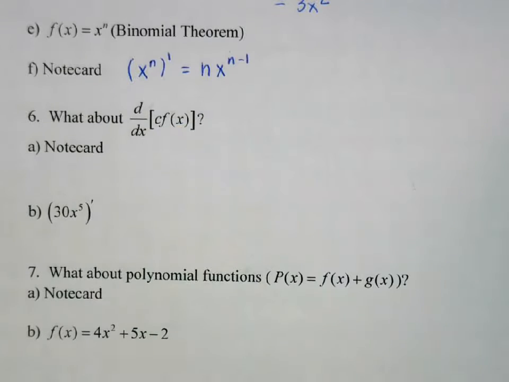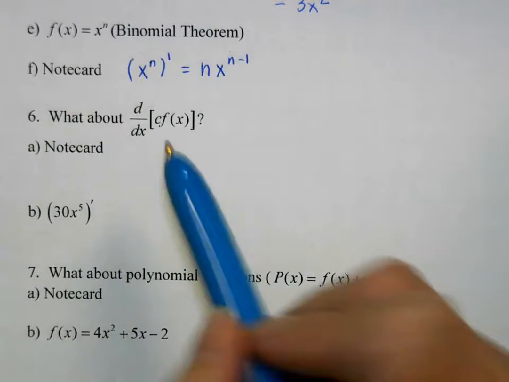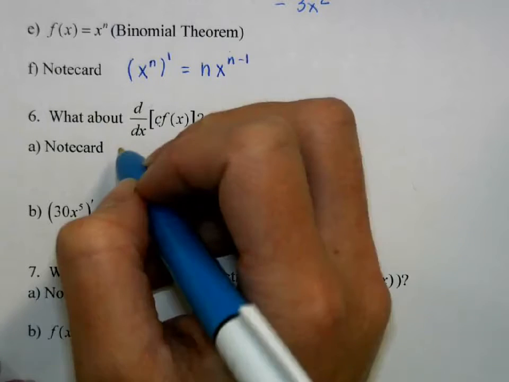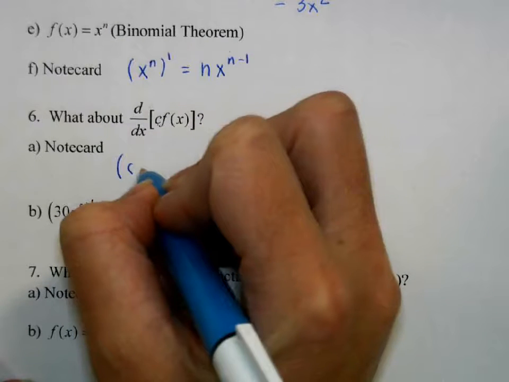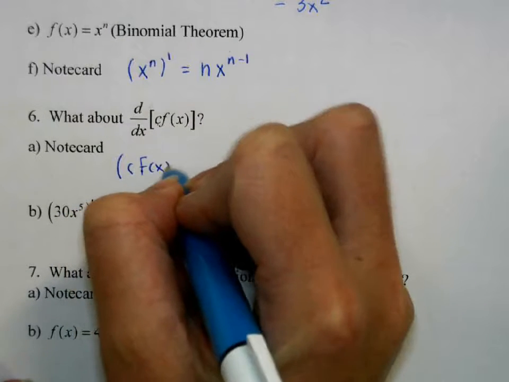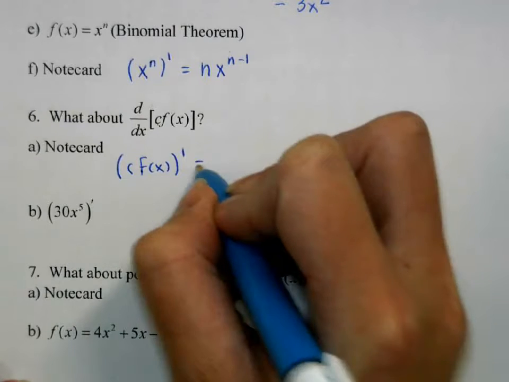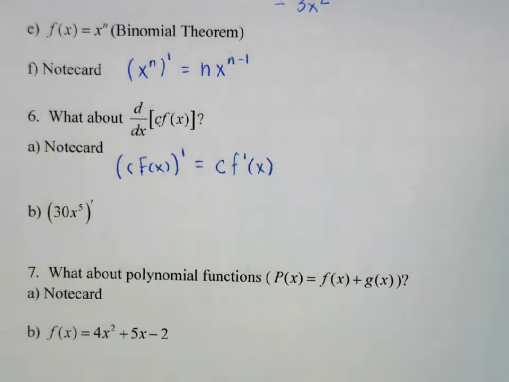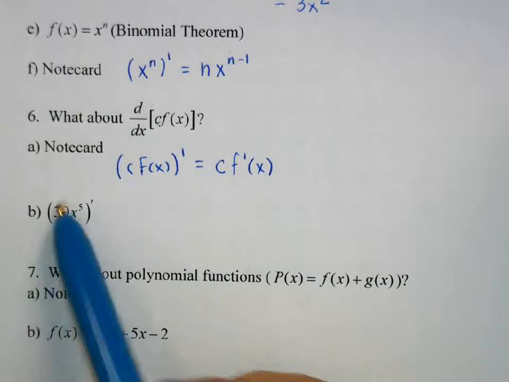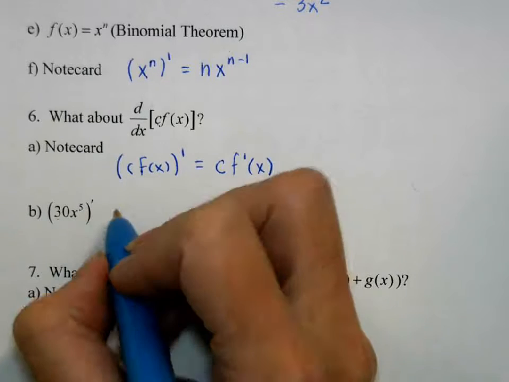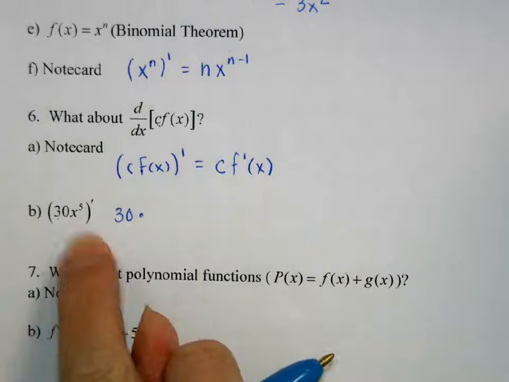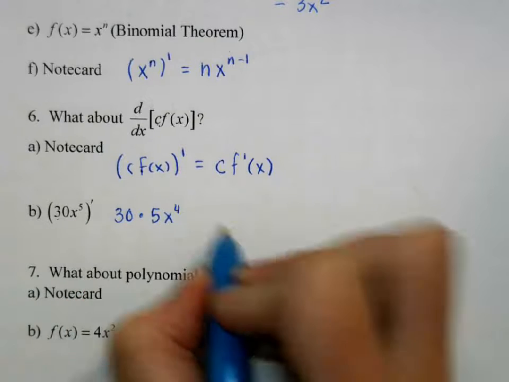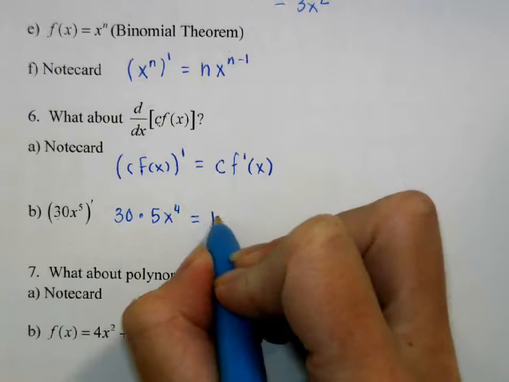Okay, if we have a constant times a function, the derivative is just going to be c times f prime of x. The constant will just go along. So here, 30 times x to the fifth is going to be 30 times the derivative of x to the fifth, which is 5x to the fourth. So this is 150 x to the fourth.